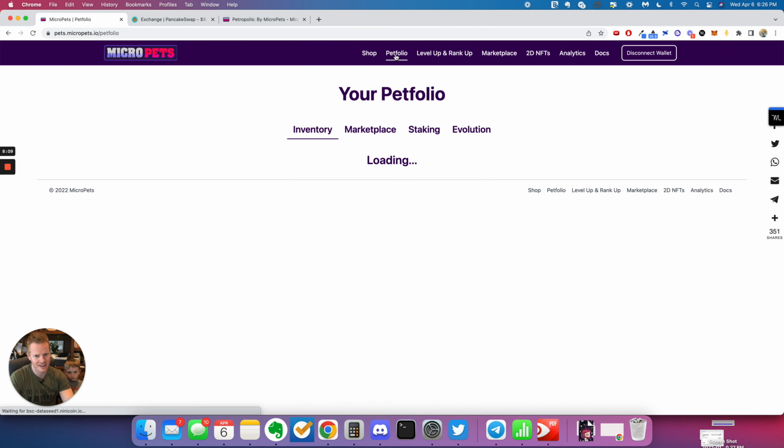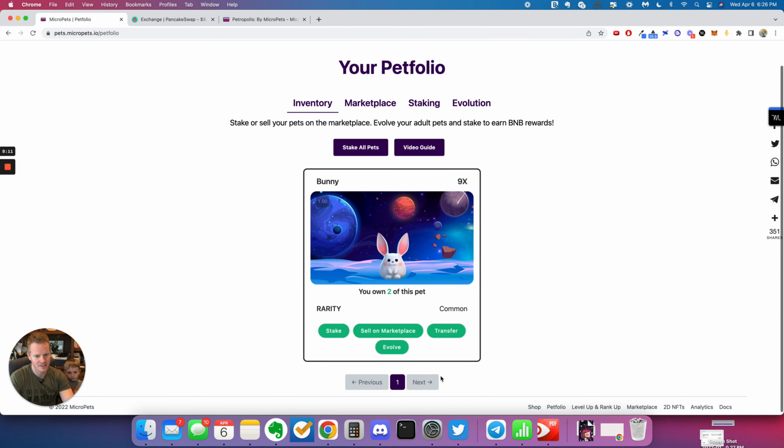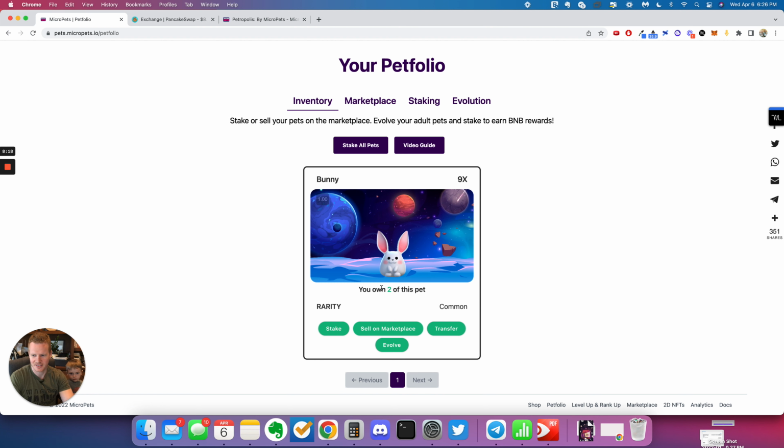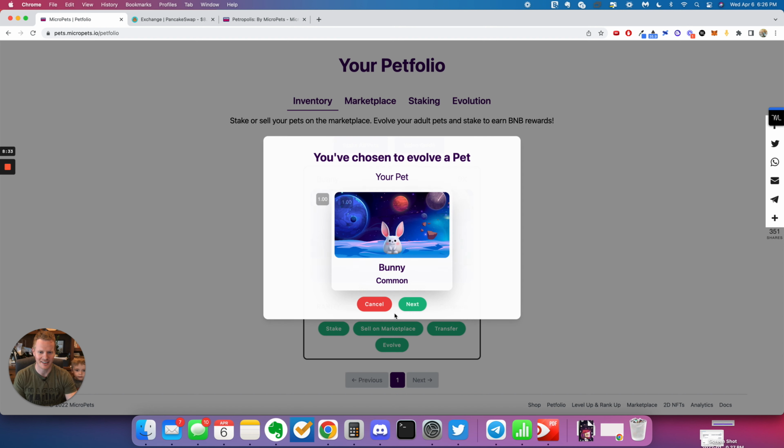Opening the crate. Let's see what we got. Bunny. I got two bunnies. Well, so that's a little disappointing. Two rabbits. Now I'm going to burn one. How do you guys feel about that?